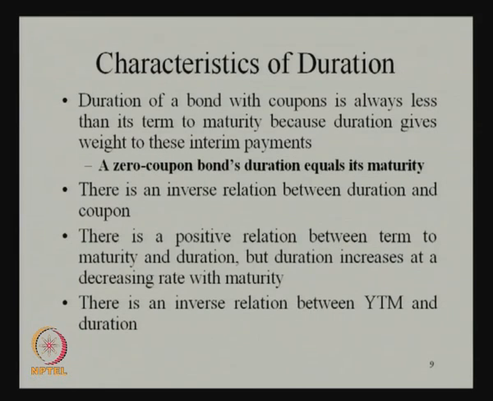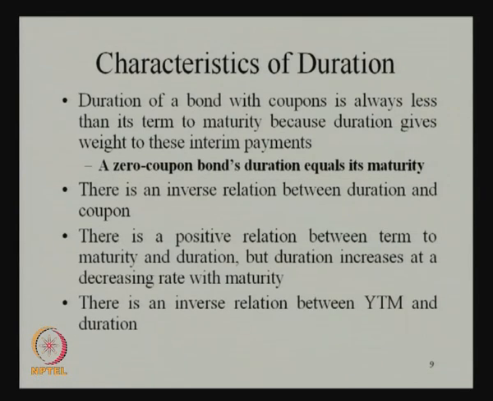Another thing is that a zero coupon bond's duration equals its maturity. That means if there is no coupon involved, then the duration of that particular bond is exactly equal to its maturity. There is an inverse relation between duration and the coupon, as we already said: if your coupon is more, then the duration of the particular bond will be less.